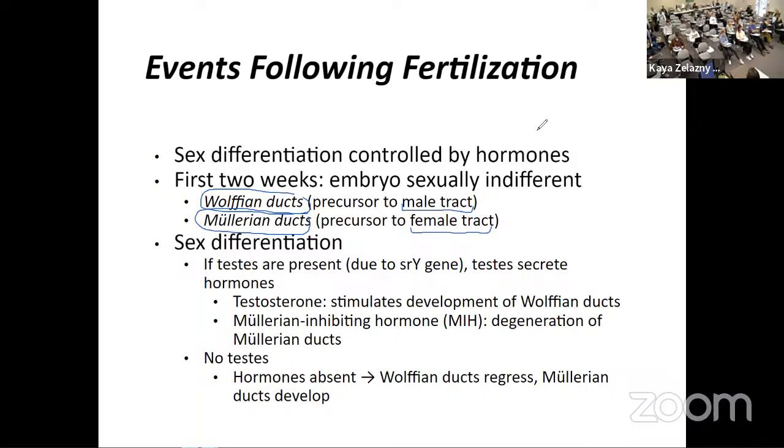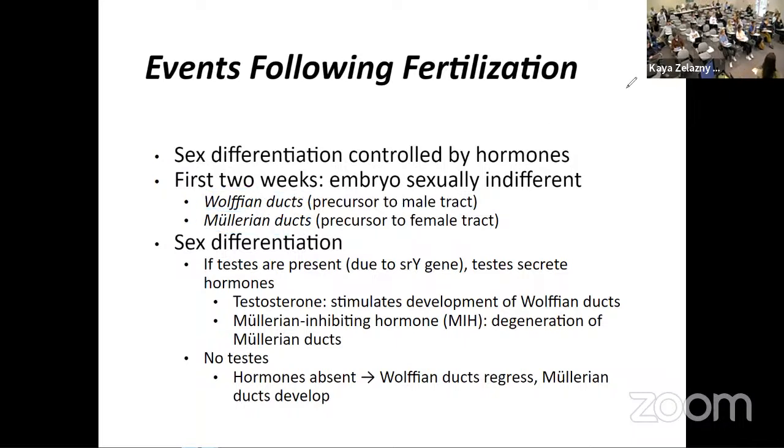Okay, so we have both ducts. The embryo is sexually indifferent when we start out. It's just waiting for that signal. It's just waiting to see, is that testis determining factor there because of the SRY gene, or is it not? So then we get to sex differentiation.